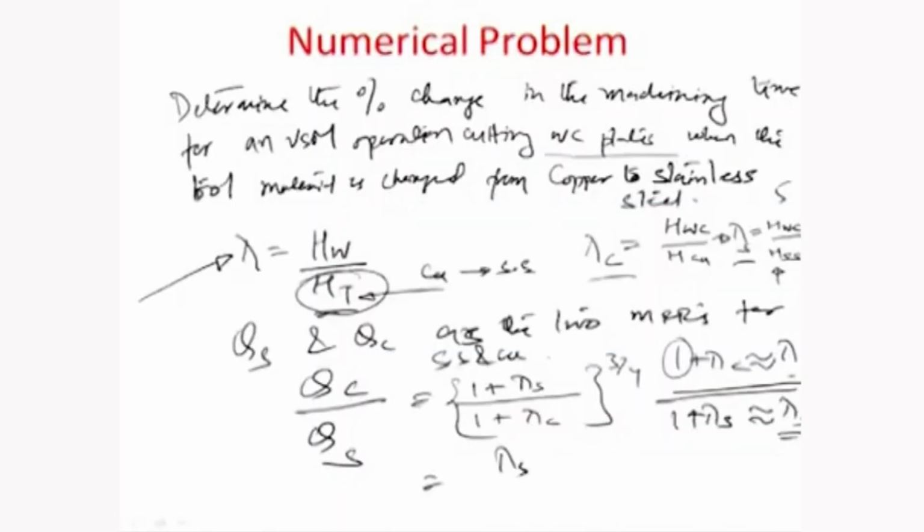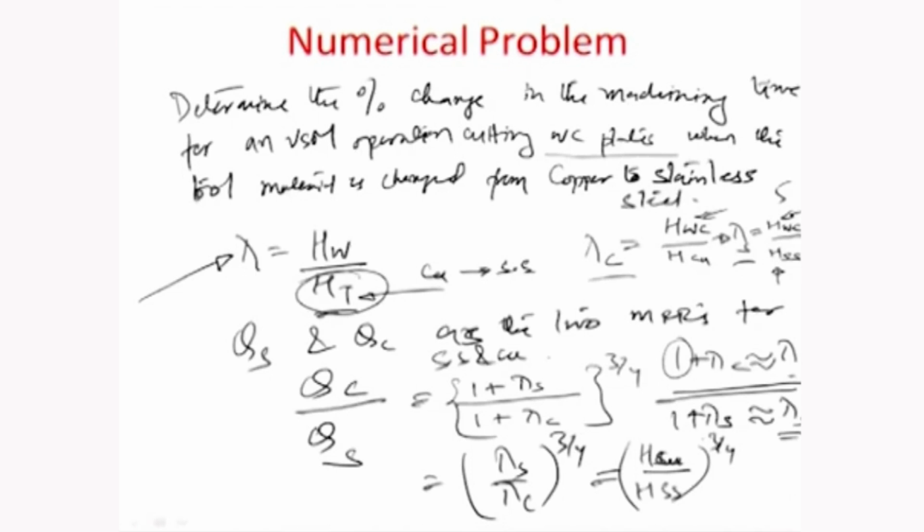So this can be represented as lambda s by lambda c to the power of 3 by 4, and that would eventually mean that lambda s by lambda c is H copper, the hardness of the copper, by the hardness of the stainless steel, to the power of 3 by 4. The hardness of tungsten carbide is the same in both the cases, as can be illustrated here.